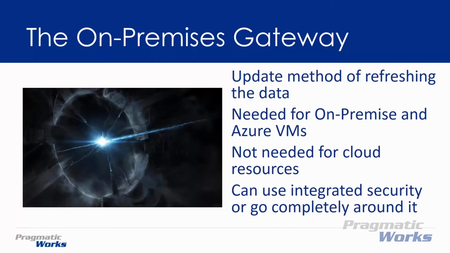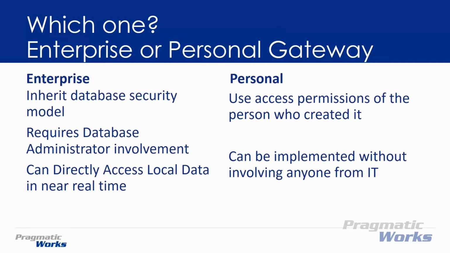And there are 2 ways that you can use a gateway. You can use integrated security, or you can go completely around security. And for everyone who's involved in IT, this will probably really catch your eye, because believe it or not, all the security that you are implementing to make sure that the vast majority of your users don't have access to the data can be circumvented by one user who has access to the data. So let's go into depth about which gateway to use. As I said, there is one gateway, but there are 2 options within it. One of them is the enterprise gateway, and the other one is the personal gateway. With the enterprise gateway, you have the ability to inherit your database security model.